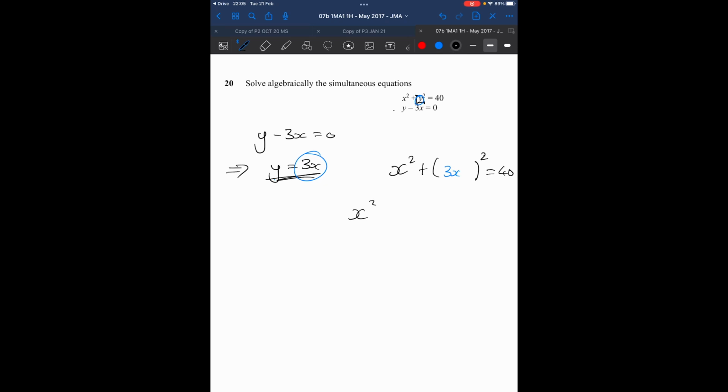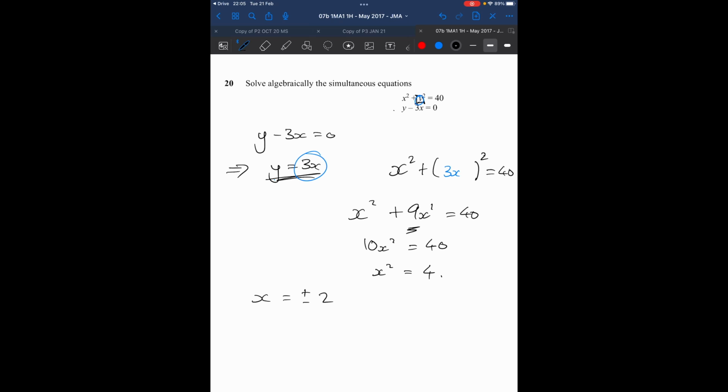So x squared plus 9x squared, that's right, it's 9x squared equals 40. 10x squared equals 40, which means x squared is 4. If x squared is 4, x actually has two answers. I can think of two answers that can be multiplied by themselves to give 4: the number 2, but also the number minus 2.